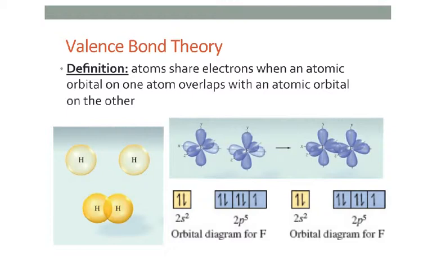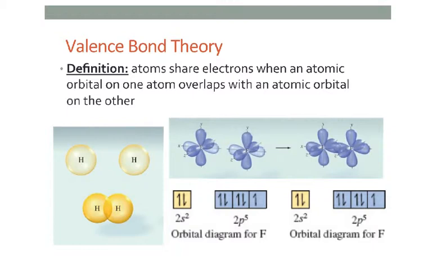There's a lot of different bonding theories out there, and valence bond theory is one of them. Now, we're not going to go too much into depth with it, but it is a good idea to be familiar with what valence bond theory is actually saying. So the main postulate of valence bond theory is that atoms come together and bond, or in other words, share electrons, when an atomic orbital on one atom overlaps with an atomic orbital on the other. So let's take a look at a few examples.